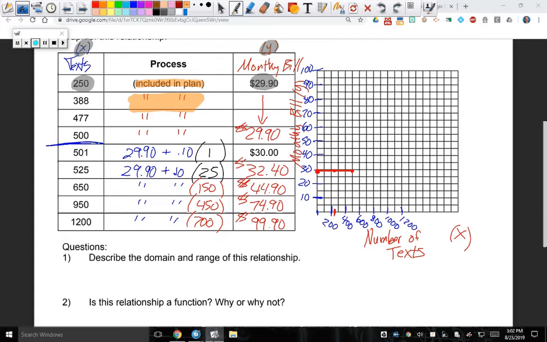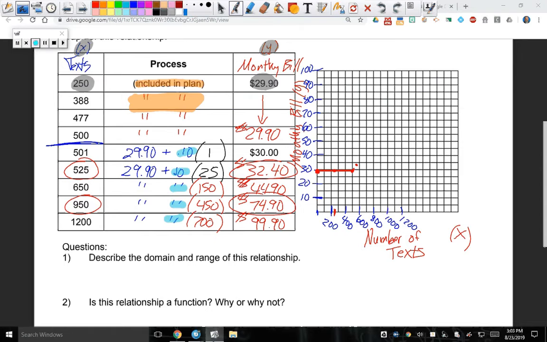Okay, we're going to draw 501 at 30, which is really, really close. We're going to draw 525 at 3240. So 525 is about here, 3240 is about here. And yes, you can jump around because this is all linear. It's all growing at the same rate. So you know it's going to be a line because they're all growing at that 10 cents for each one.